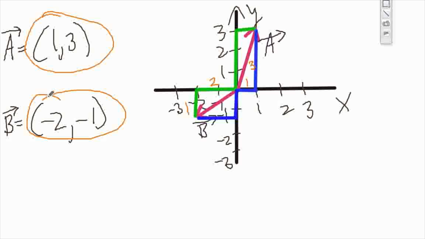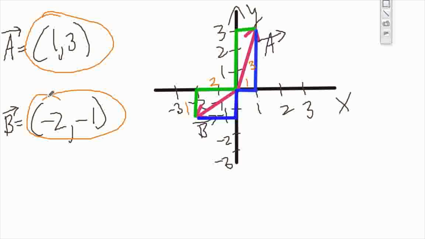Okay. Now, if I say lengths of components, I want positive numbers. But if I just say I want the components, what that usually implies is they want the numbers, the numbers that make up the vector. All right. So for vector A, I'd say the components are 1 and 3, and then for B, I'd say the components are -2 and -1.